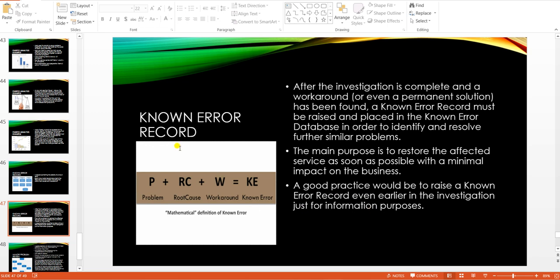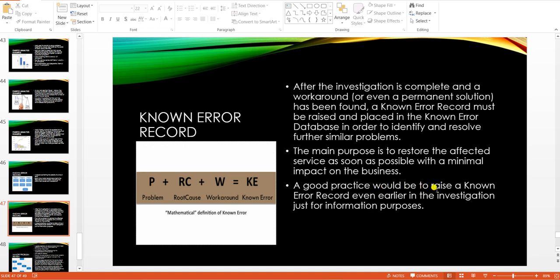Also, for a known error record, after the investigation is complete and the workaround, or even a permanent solution, has been found, a known error record must be raised and placed in the database in order to identify and resolve similar problems. Also, the main purpose is to restore the affected service as soon as possible with minimal impact on the business.